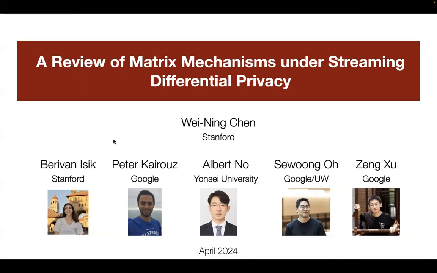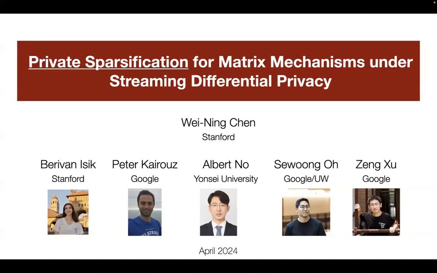And in the end, I will probably spend 15 minutes to talk about our contribution in this line of work. Our main contribution will be about privacy amplification for random sparsification. This part of work is a joint work with a bunch of amazing people from Stanford and Google.